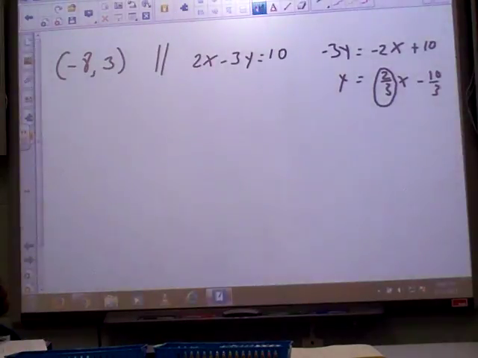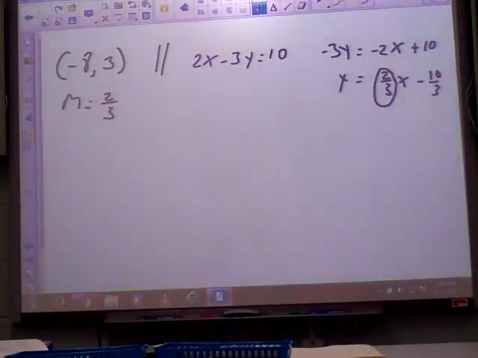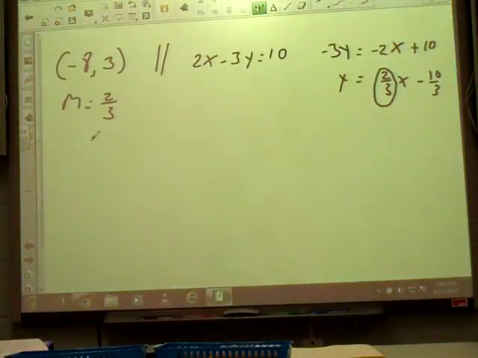I need a line parallel to that. So what's my slope going to be if it's parallel? Same thing. Parallel lines have the same slopes, right? So I've got a point here. I got a slope of 2/3. Point and a slope. So I could go to point slope form, or I could go to slope-intercept form. What do you want to do, Aaron?